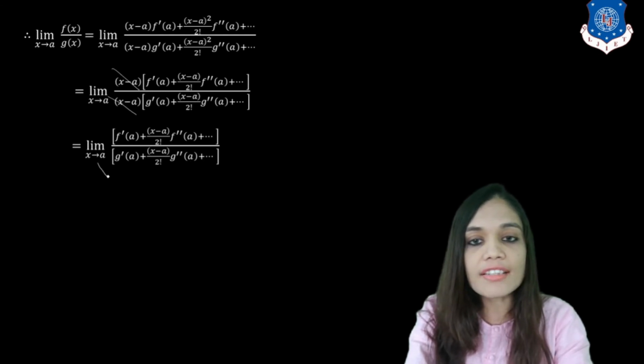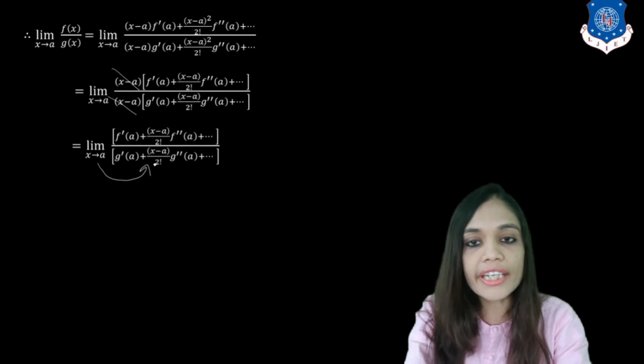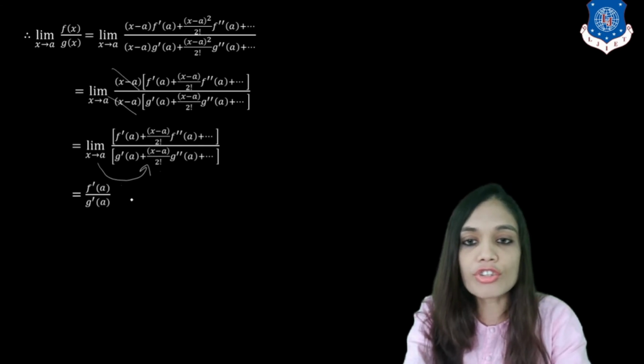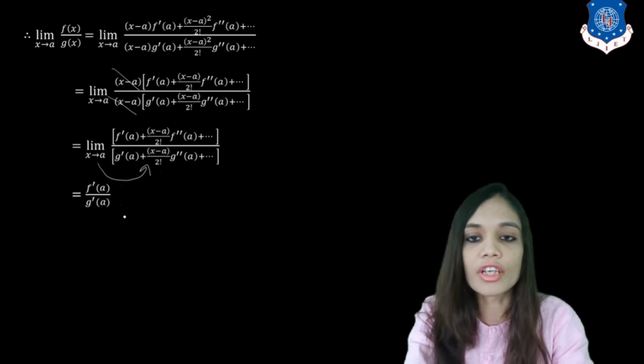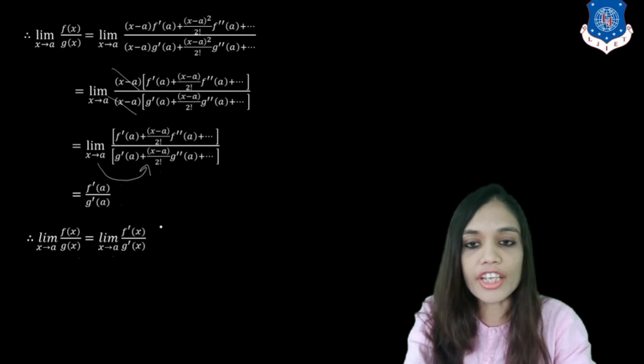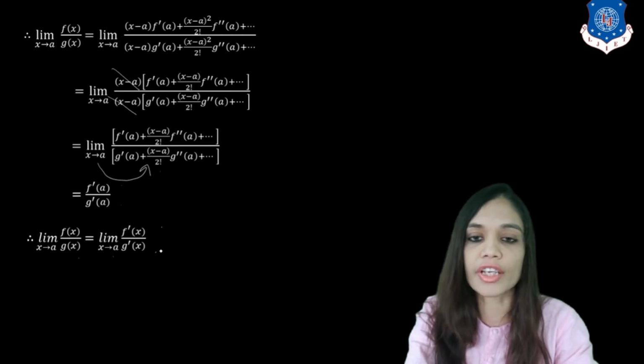Now we will put x is equal to a in numerator and denominator. So all these quantities will go to 0. So what will remain? f dash of a upon g dash of a. So finally we have proved limit x tends to a f of x upon g of x is equal to limit x tends to a f dash of x upon g dash of x.